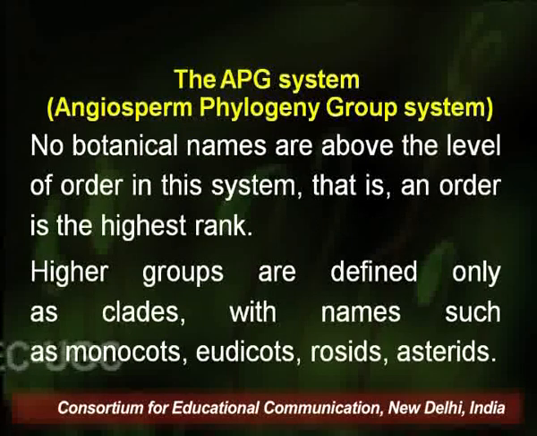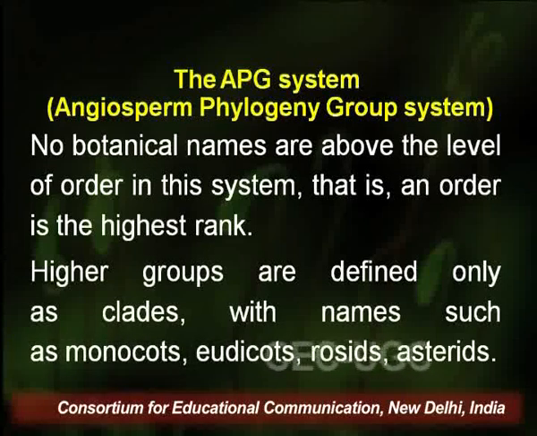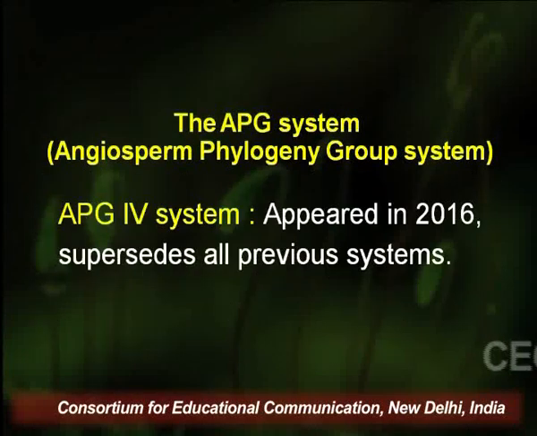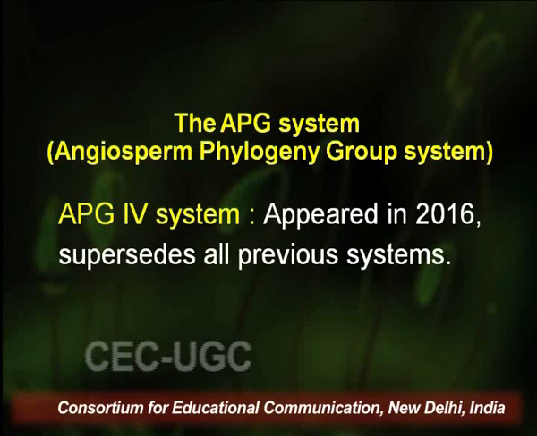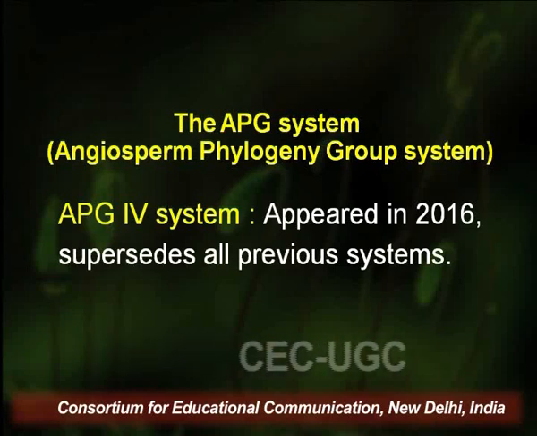No botanical names are above the level of order in this system. That is, an order is the highest rank. The higher groups are defined only as clades with names such as monocots, eudicots, rosids and asterids. The APG4 system appeared in 2016 and superseded all previous systems.